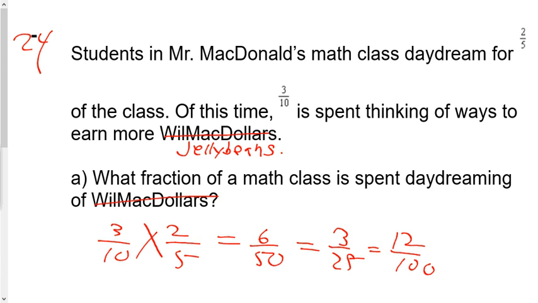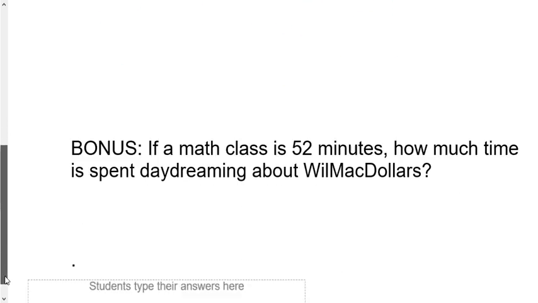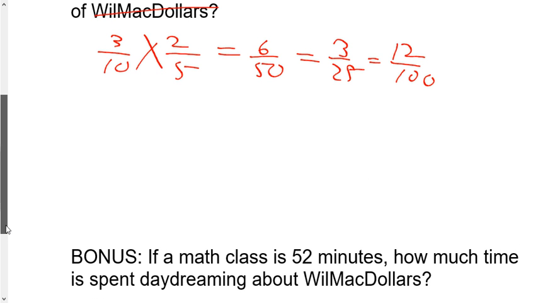So really, when I look at that third fraction, that tells me that 12% of the class time will be students daydreaming about jelly beans. 12% of my class, or 6/50 of the class, or 3/25 of the time in class. The second part says, if math class is 52 minutes, how much time is spent daydreaming about Will McDollars / jelly beans? So 6/50, let's use our lowest terms. Let's use 3/25.